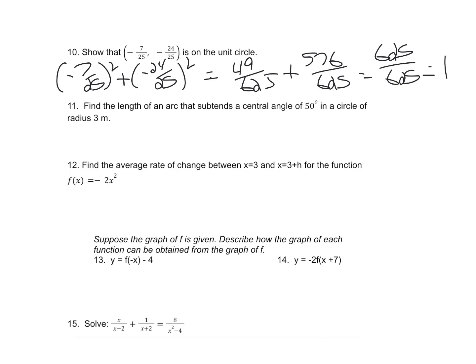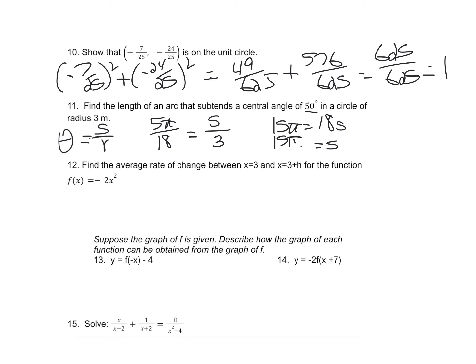All right, number 11, now we're into the review. Find the length of an arc that subtends the central angle 50 degrees. That's this formula. Remember, theta is S over R, arc length over radius. But theta must be in radians. That's 50 degrees, so I'm going to go 50 divided by 180, reduce it. That gives me 5 pi over 18. That's my angle. The arc length is what I'm looking for. Don't know what that is. My radius is 3, so I'm going to cross multiply. 3 times 5 is 15 pi equals 18s, which is the arc length. So if I divide by 18, I get 15 pi over 18, which reduces down to 5 pi over 6 meters, because it said radius is 3 meters.